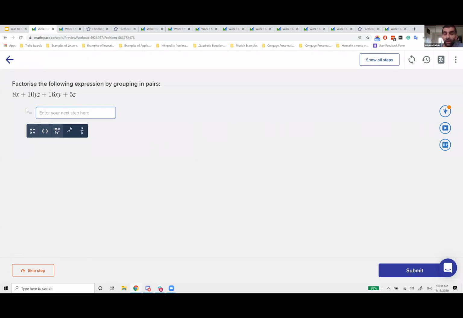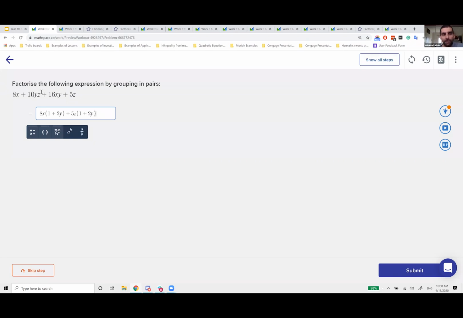So then you just try, okay, what's another pair? What if I did 8x with 16xy? The common factor is 8x, and then it's 1 plus, and what's left? 2y. And then 10yz plus 5z. So 5z is a common factor. I'm going to start with this one. 5z is a 1, and then I'm left with 2y over here.